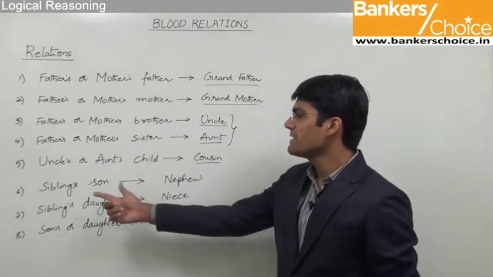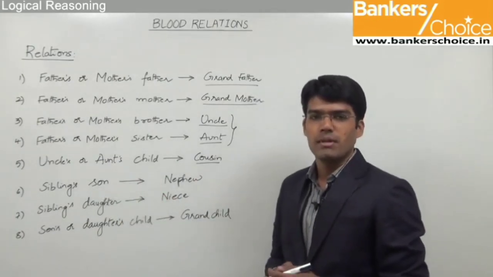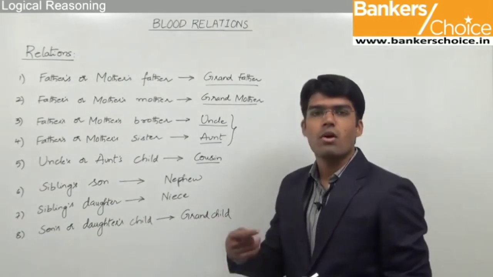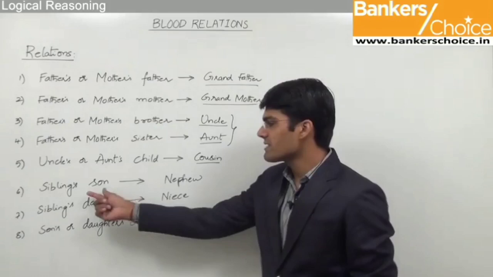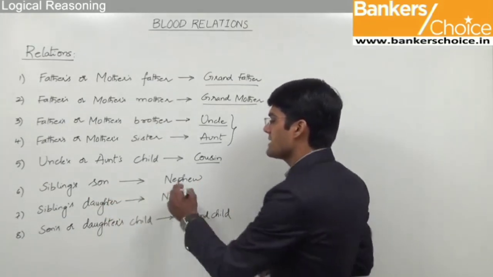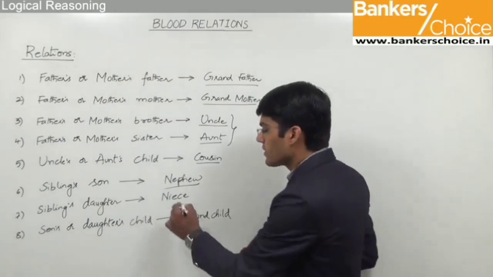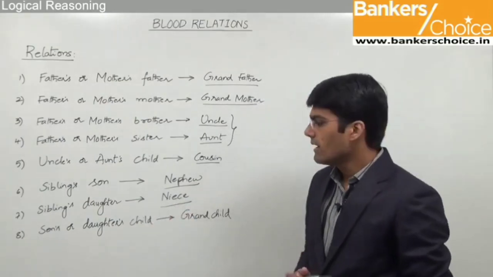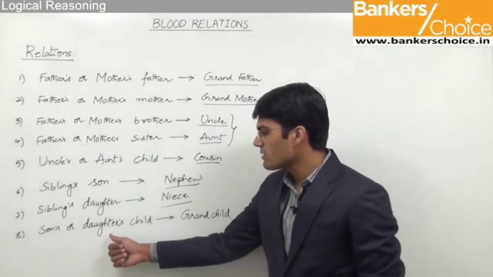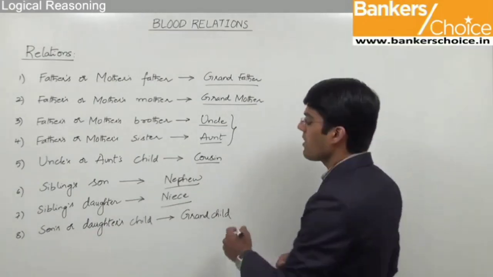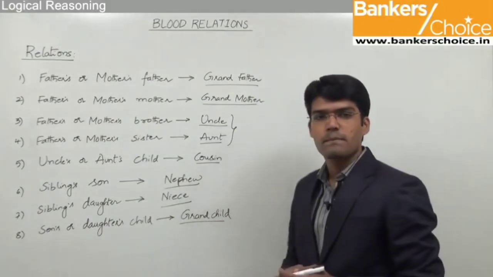Next one is sibling's son. Sibling is nothing but children of same parent. So sibling can be your brother or sister. So your brother's or sister's son is referred to as nephew, and similarly brother's or sister's daughter is called niece. And last one here is son's or daughter's child. So one's son's or daughter's child is called grandchild.